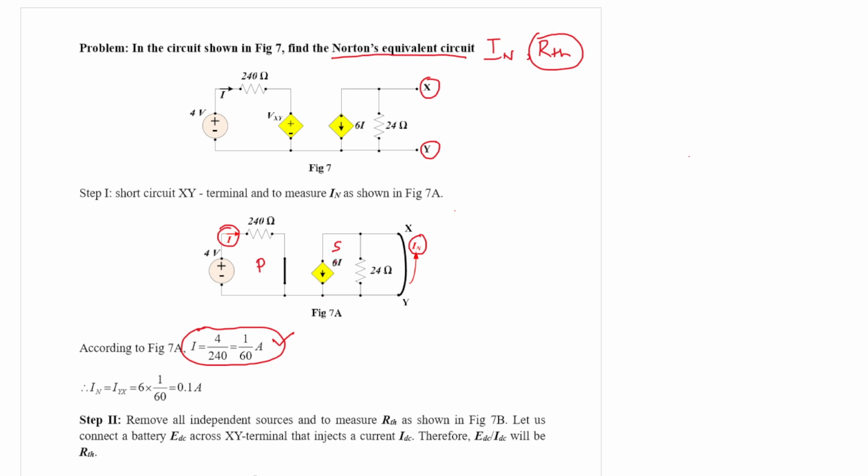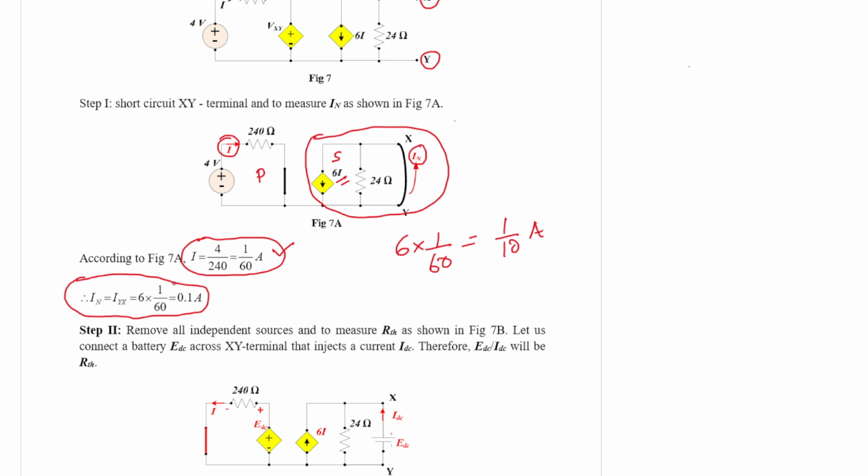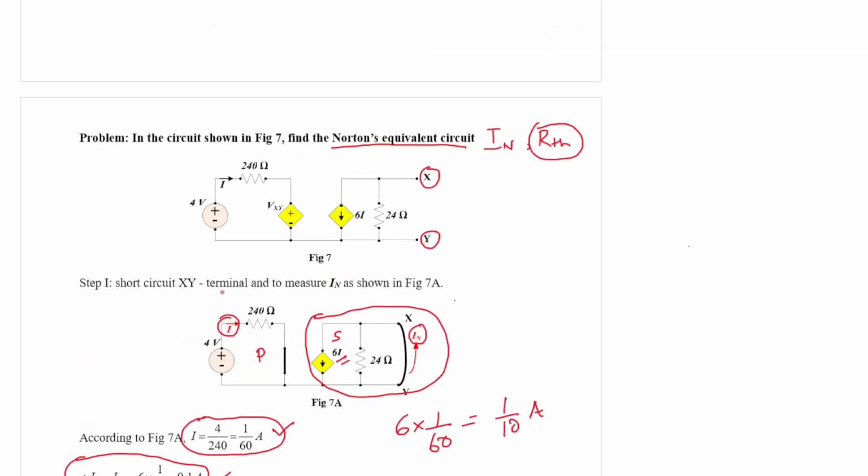And due to this fact you can straight away analyze that the dependent current source is nothing but 6 into I, which is 6 into 1 by 60, that is equal to 1 by 10 ampere. That is the dependent source current. And if you analyze the secondary part, you can understand that this 24 ohm resistance is effectively out by this short circuiting. You see this is totally short circuited. So the entire amount of this dependent source current is flowing through this short circuited path, which is IN. So basically IN is equal to 1 by 10 ampere, which is equal to 0.1 ampere. So we solved IN is equal to 0.1 ampere. This is the Norton current.